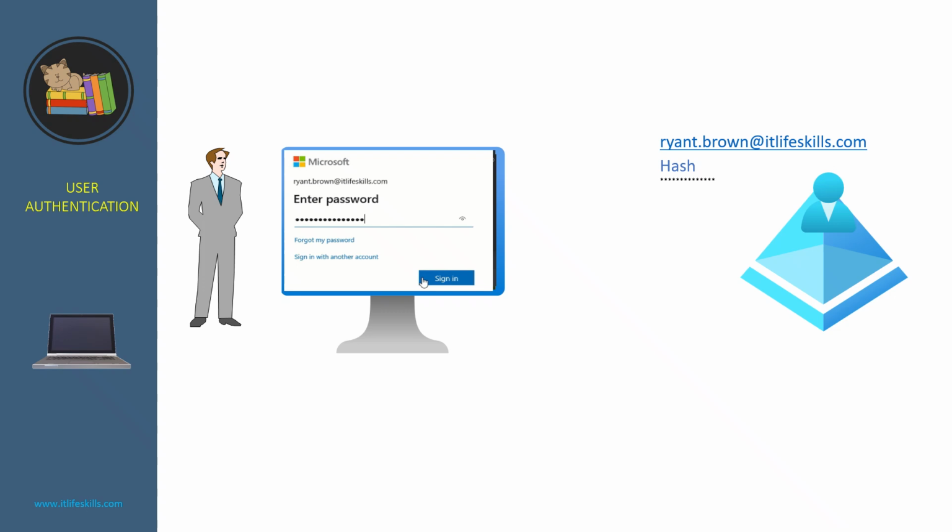Life Skills. After he provides the password and clicks on the sign in button, it will send his credential to IT Life Skills Entra ID. The Entra ID will hash the password and compare it with the hash of the password stored in his account, and if they are equal, then Entra ID will prompt him to provide the MFA. After he approves the MFA on his phone, then the device registration process begins.